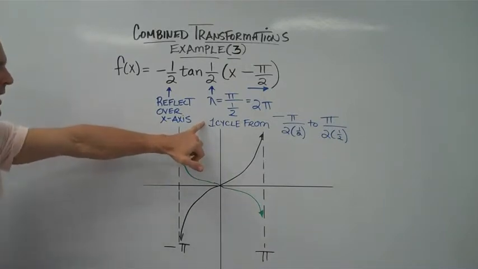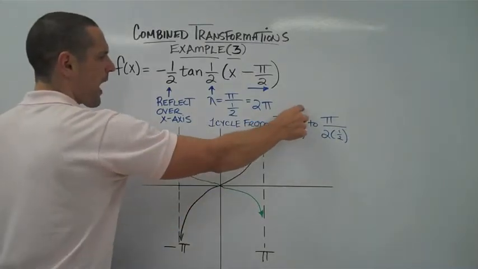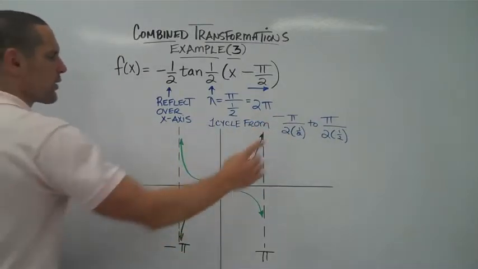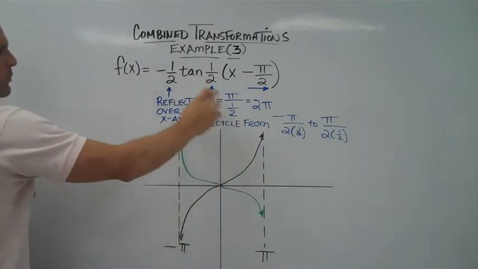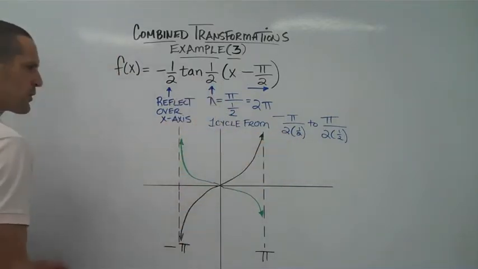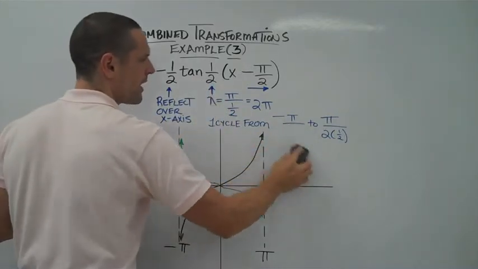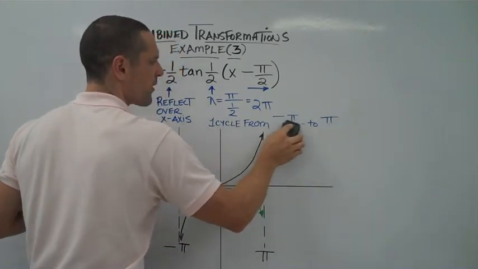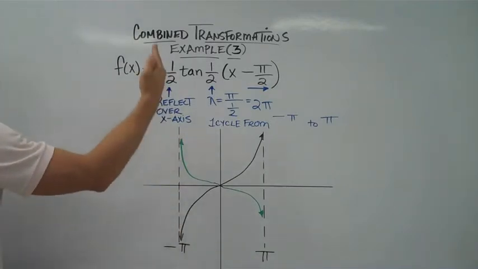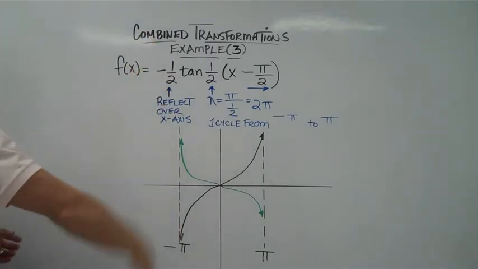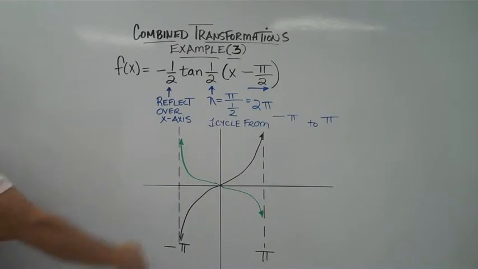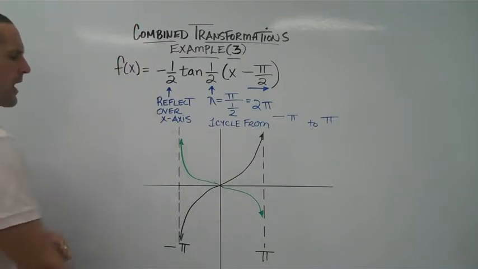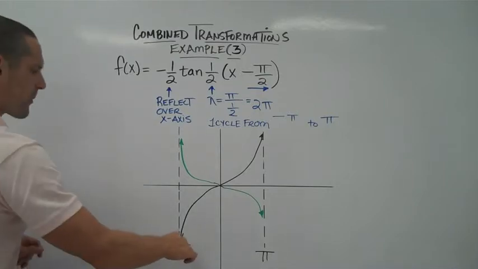And the key that I always start with for the tangent function is we have 1 cycle from negative pi over 2b to pi over 2b. Well, if our b is 1/2, I can multiply 2 times 1/2 and I get 1, and 2 times 1/2 and I get 1. So I know I'm going to have 1 cycle from negative pi to pi. So that's where I start: my vertical asymptote goes at negative pi, and my other vertical asymptote goes at pi. So I can draw my function here.